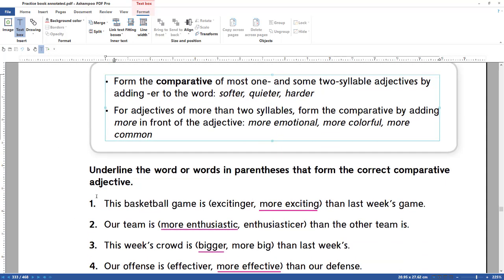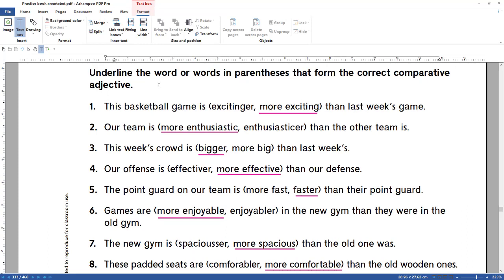Let's see some examples here. Okay, this basketball game is more exciting than last week's game. So here he is comparing. As you can see, the adjective is exciting. So of course it's a long word and it has more than two syllables. That's why he added the word more before it. So you are not able to add er. This one will be incorrect, of course. We will simply add more.